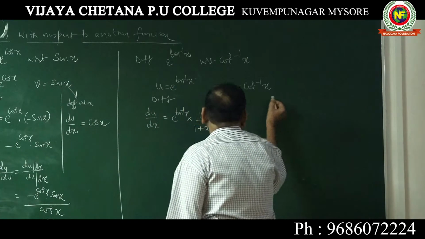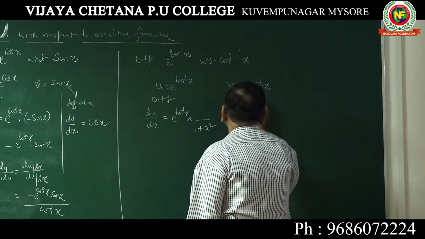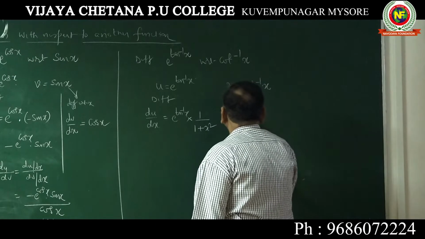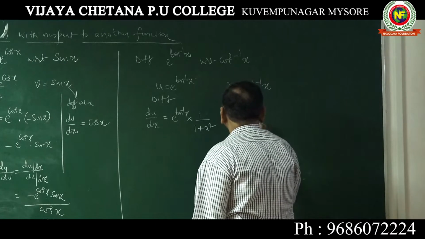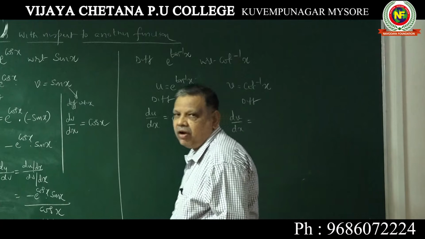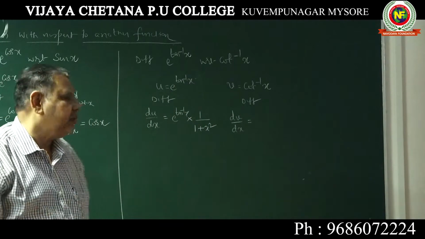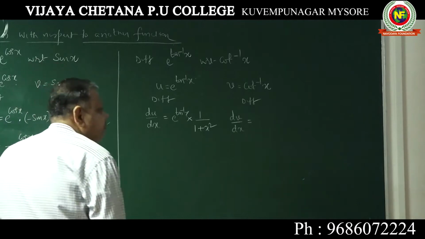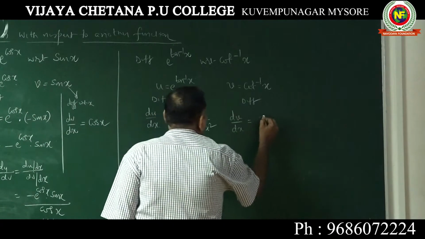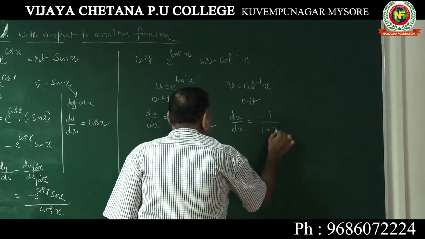Now differentiate v with respect to x. dv by dx is the differential coefficient of cot inverse x, which you know is minus 1 by 1 plus x square. Anything that starts with c is always dangerous, I told you. It is minus 1 over 1 plus x square.